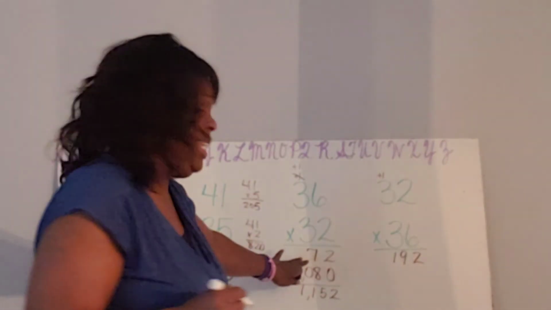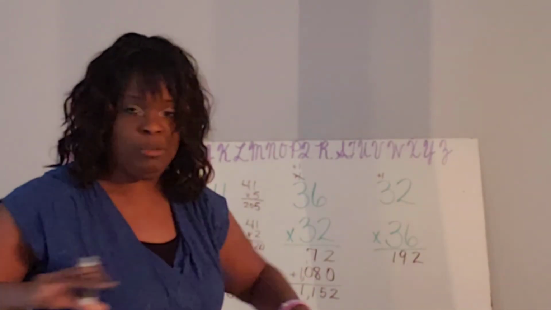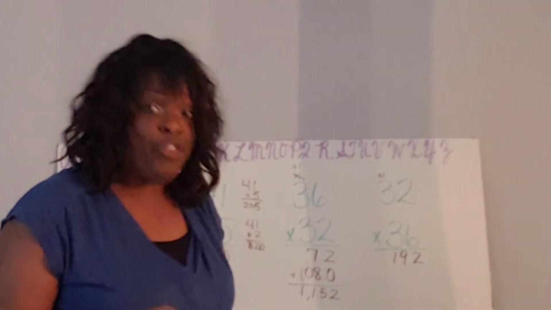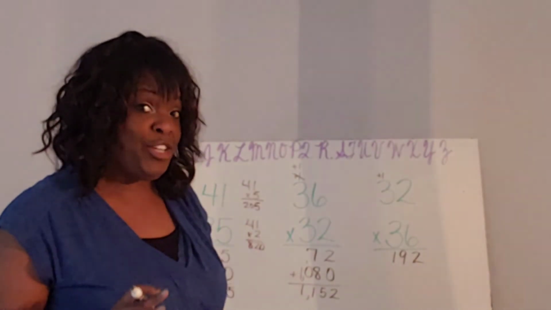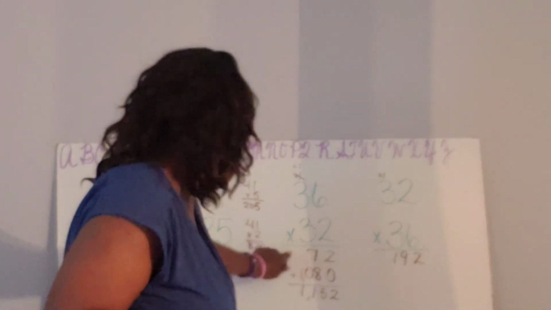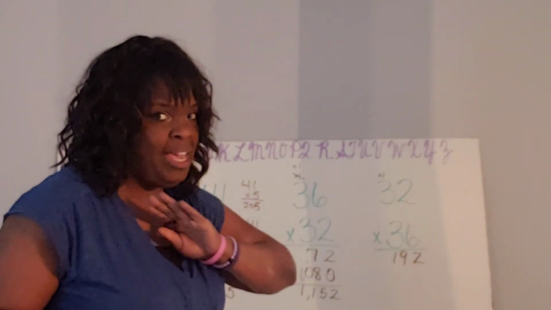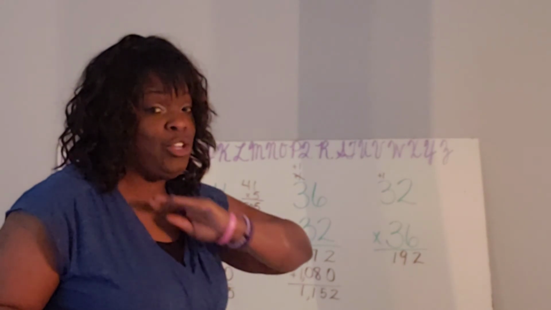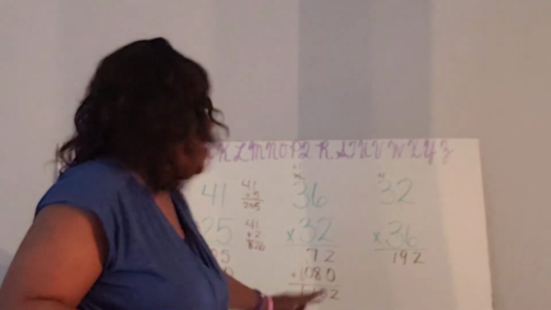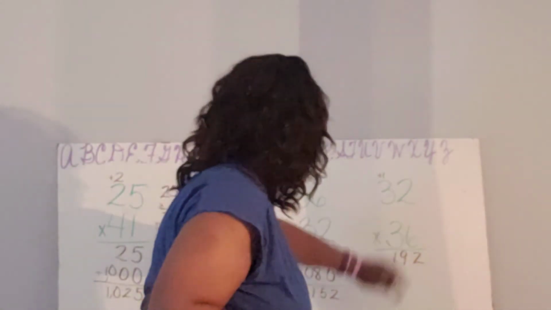Oh, but it doesn't look like this. It's supposed to be 7. Nope, it's not supposed to be 72. It's supposed to be whatever 32 times 6 is. And 32 times 6 equals 192. Okay, that's all. So don't worry about the partial products looking the same. The only thing that's going to look the same in these is our final product. Okay, so 32 times 6 is 192.